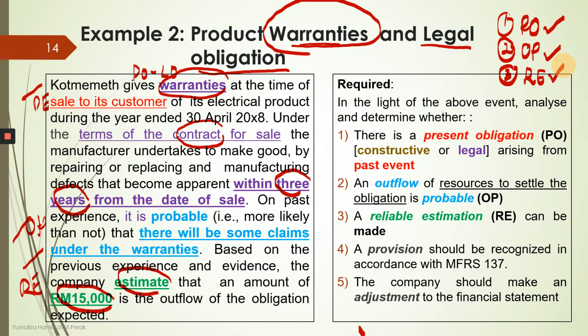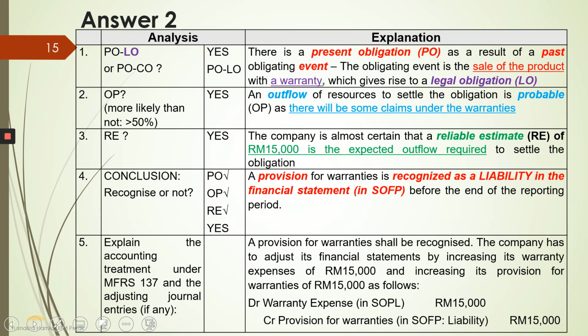If you read here, the first one is about asking you to go and check whether there is a present obligation. Outflow is probable. The third one is about reliable estimation. The fourth one is on whether there is a provision. So if 1, 2, 3 are met, there is a provision. And number 5 is whether there is an adjustment. So that is what we have analyzed in the question. And the full answer is provided in this slide 15.